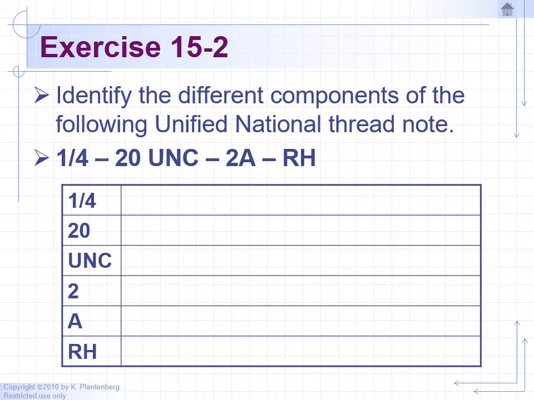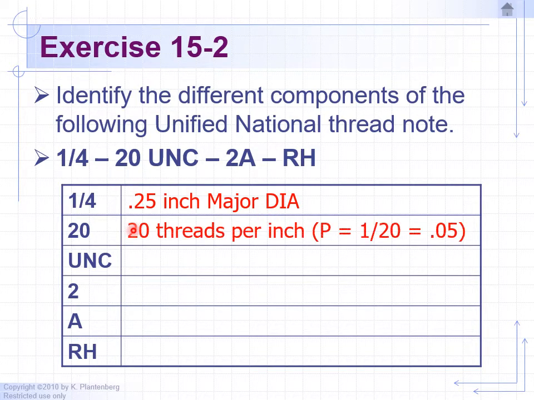Okay, so we're going to be looking at inches, and in the next chapter we'll be looking at millimeters. So for now we're going to focus on inches when it comes to threads. Here's a note for a thread. What does the quarter tell us? The quarter tells us that we're dealing with a major diameter of 0.25, which is just 1 divided by 4, 0.25 inch major diameter. The dash 20 tells us that there are 20 threads per inch.